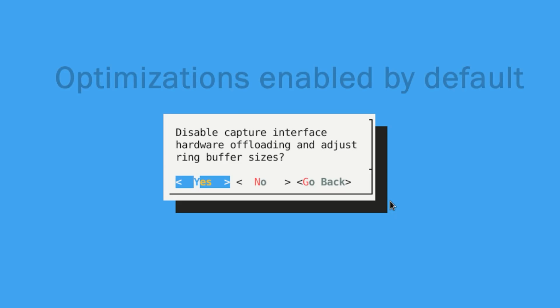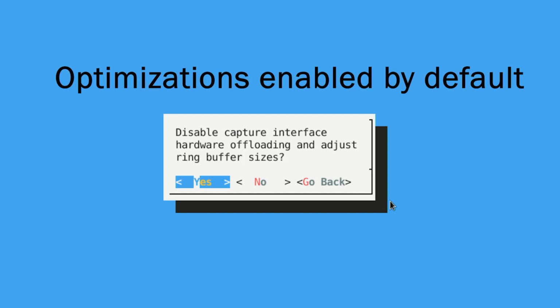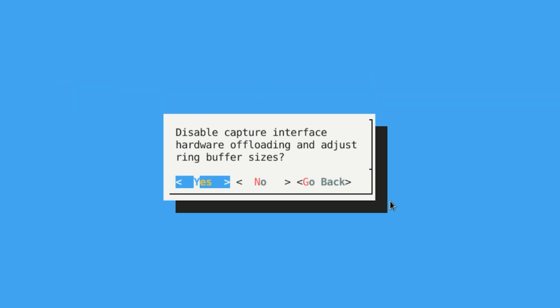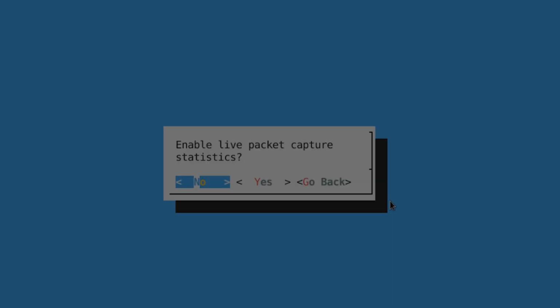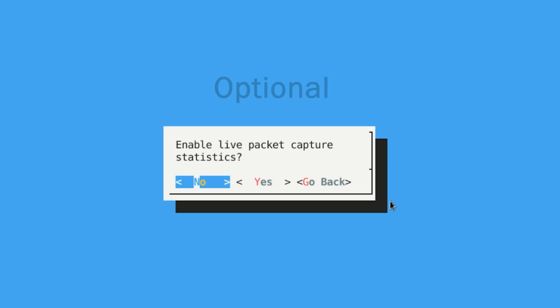Modern network interfaces have many optimizations enabled by default, which can interfere with getting an accurate capture of network traffic. When asked, disable capture interface hardware offloading and adjust ring buffer sizes. Answer yes to ensure the capture interfaces are properly set up to capture an accurate copy of all network traffic they observe.